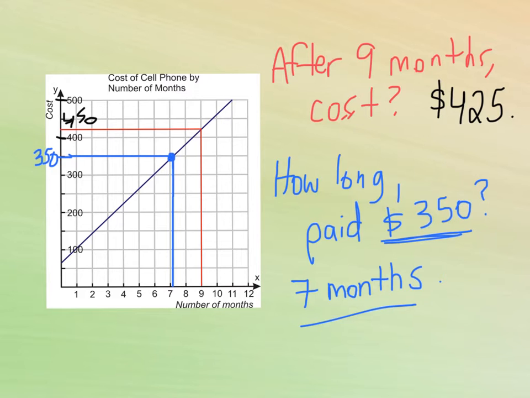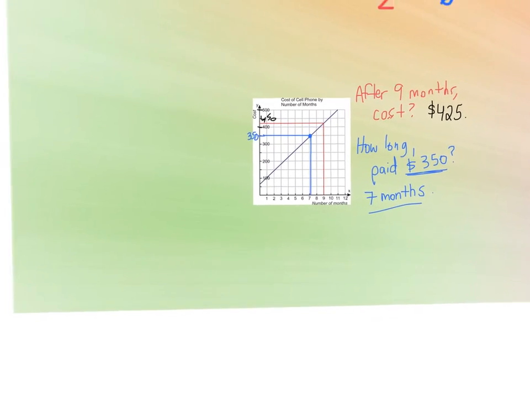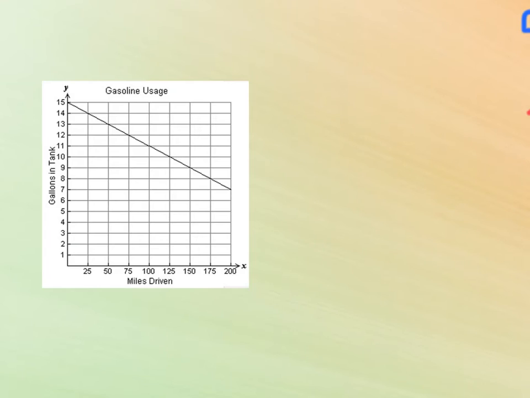All right, let's try another example. Let's go over here. Oh, by the way, in that last example, both of those questions were examples of interpolation because what we were trying to solve was inside the data set given to us. All right, this is also going to be another example of interpolation.